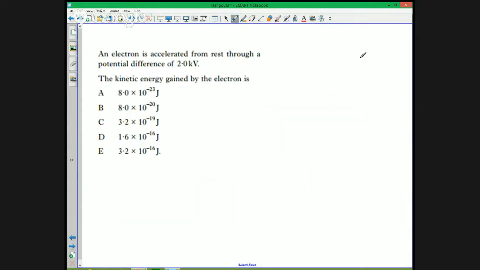An electron is accelerated from rest through a potential difference of 2 kilovolts. The kinetic energy gained by the electron, and you have to make your choice. Well, we know that the work done by an electron as it moves through the field, either the work done on the electron or the work done by the electron to get across the field, is equal to W, and that's always equal to QV. It's in the data book.